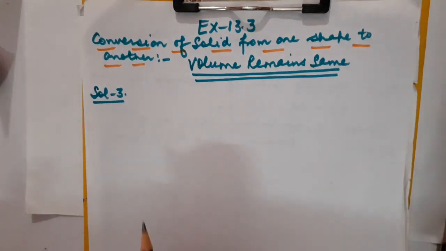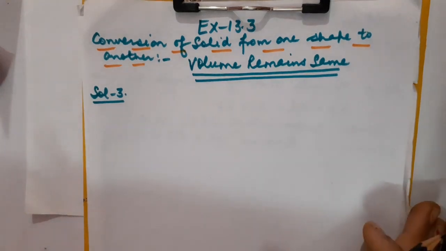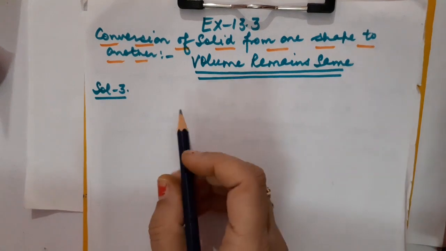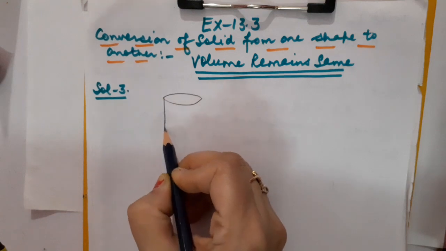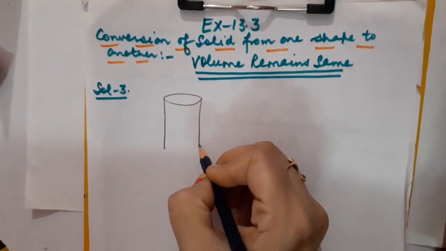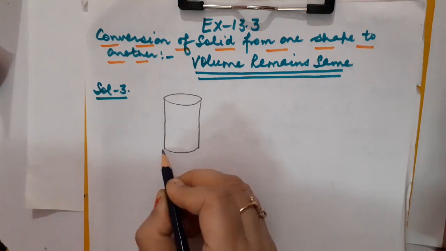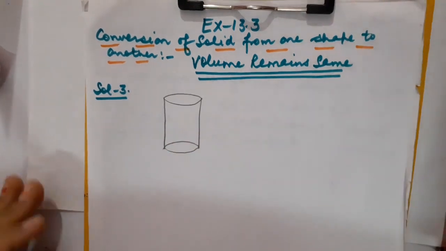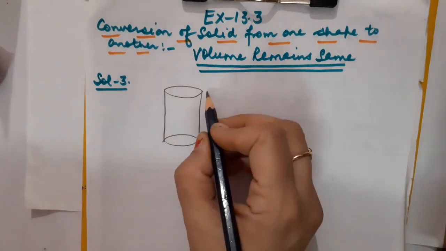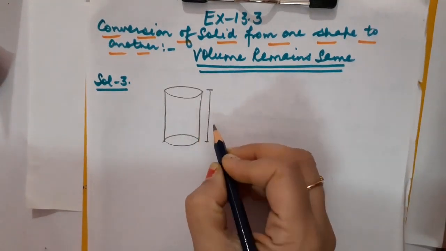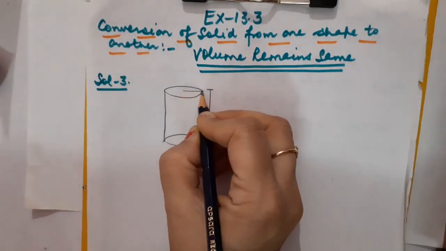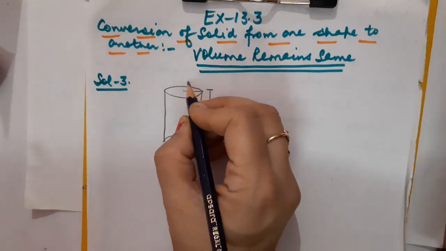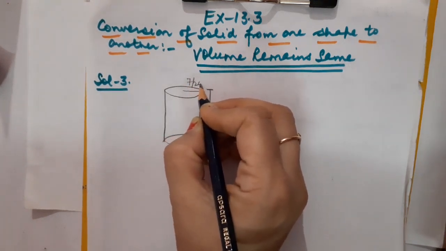A 20-meter deep well with diameter 7 meter is dug. Children, you know what is the shape of the well? Yes, it will be cylindrical in shape. So let us make a well. What is given to us is that it is 20 meter deep, means the height of the well is 20 meters. And the diameter is 7 meter. So we can say that the radius must be 3.5, that is 7 by 2 meters.